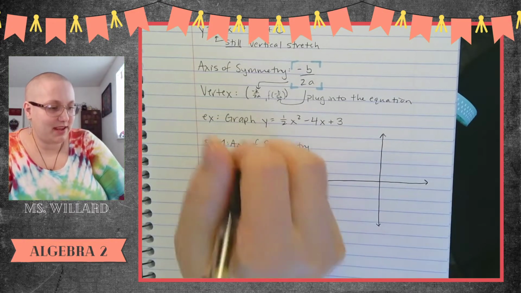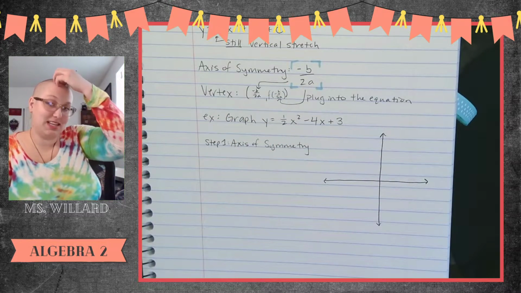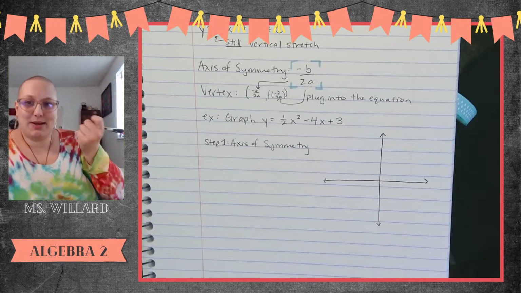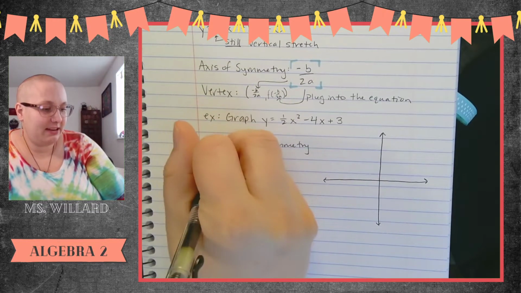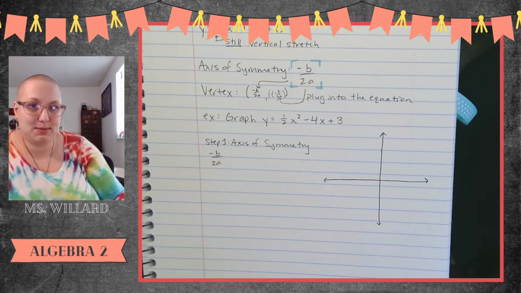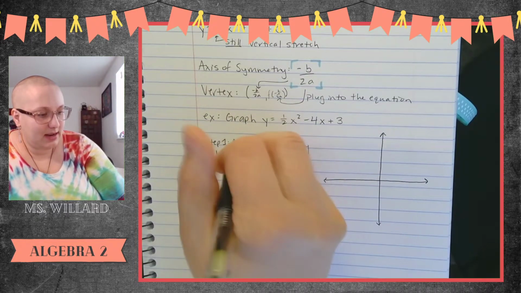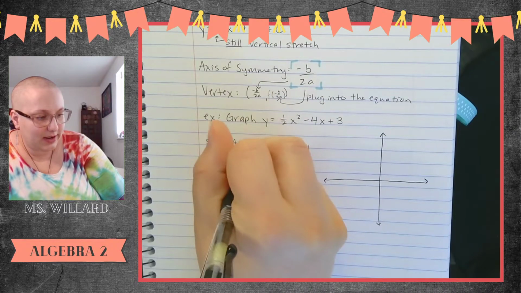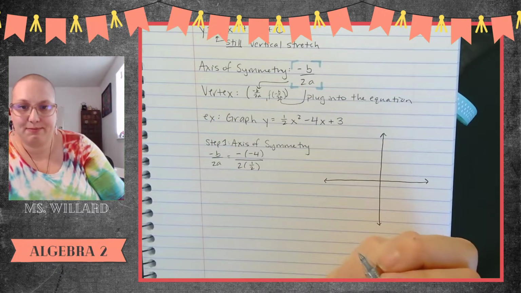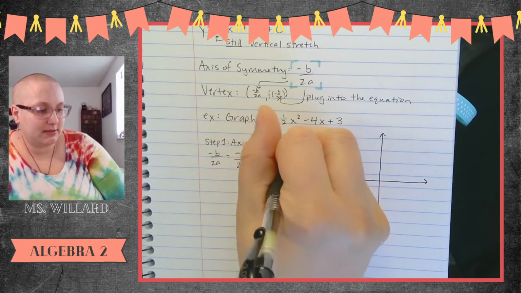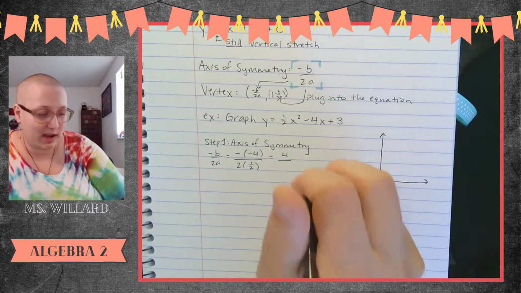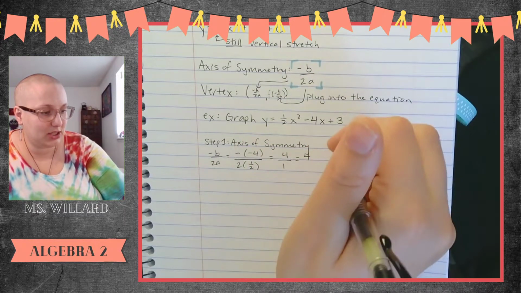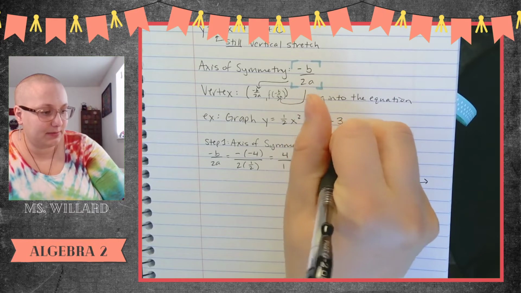All right, so we're going to graph y equals 1/2 x squared minus 4x plus 3. It's in standard form because there's no parentheses. That's how I know. So I find the axis of symmetry. I'm going to do negative b over 2a. It's going to be negative b, which is negative 4, over 2 times 1/2, because that's a. So negative 4 is a positive 4. 2 times a half is 1. So my axis of symmetry is at x equals 4.